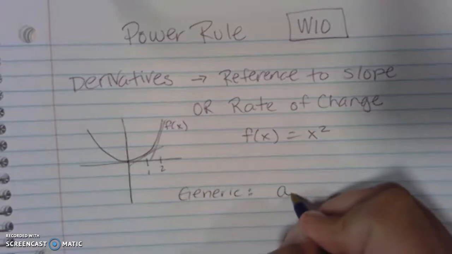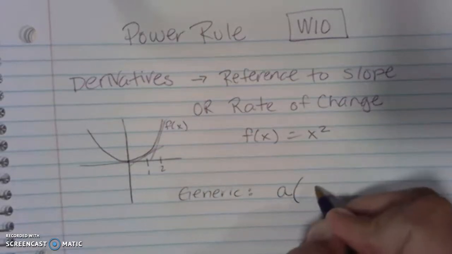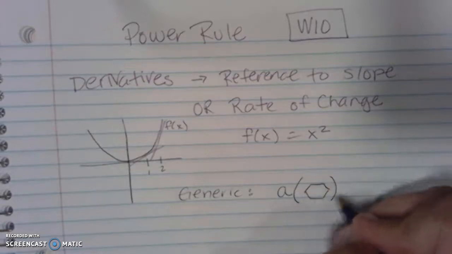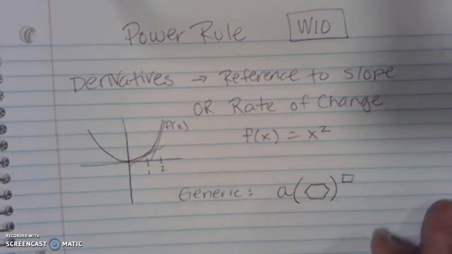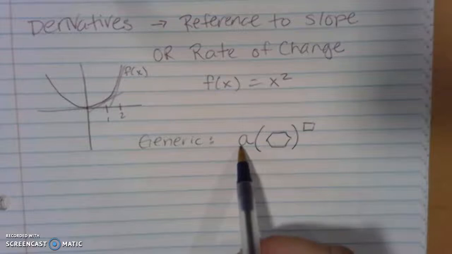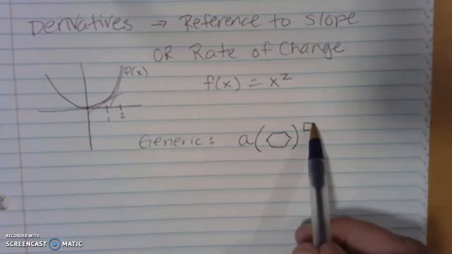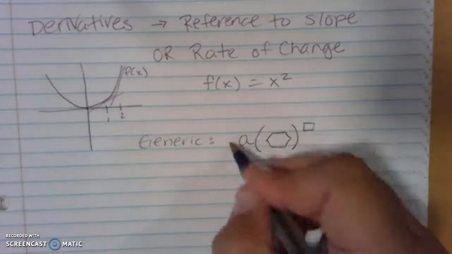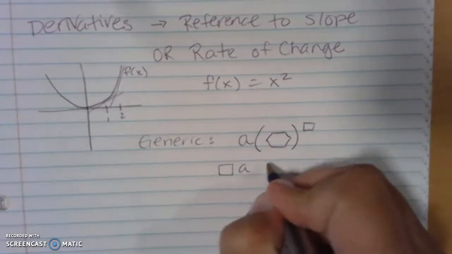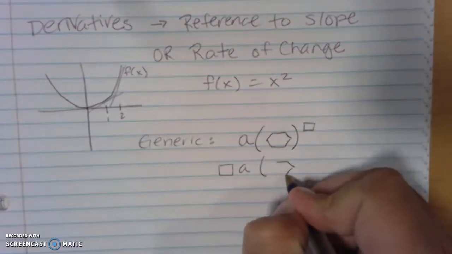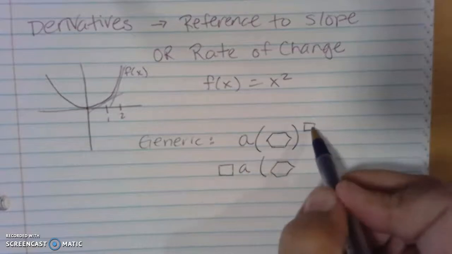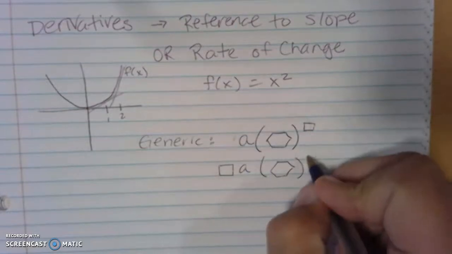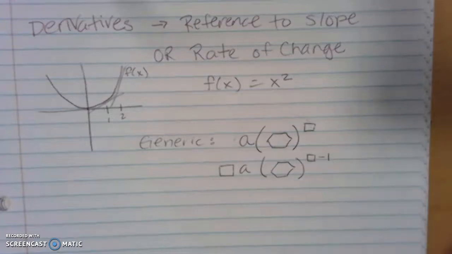This is like the rule. A times, now instead of a box, I'm going to use a pentagon, and it's to the power of the box, okay? So if I have some number times something to the power of something else, I'm going to take this box and move it to the front. So you get box times A, and the pentagon stays. So all you do is take this and move it to the front. And then the new exponent becomes that box minus 1.